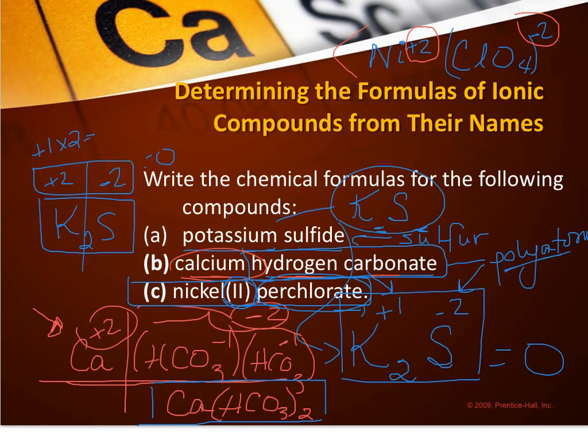So writing the condensed formula for nickel perchlorate, we have one nickel. And whenever we just have one of something, we leave out the subscript. It's understood. And then we have one polyatomic, ClO4. So really the only thing we're doing different is we're taking out the charge when we write the condensed formula, and that is Ni(ClO4)2. That's it.